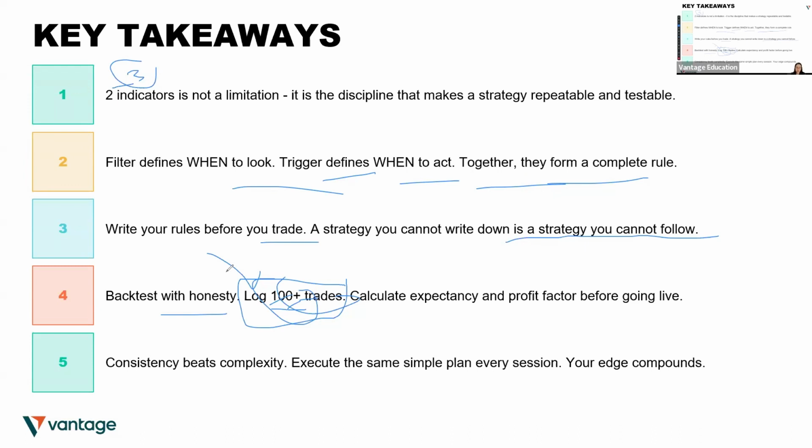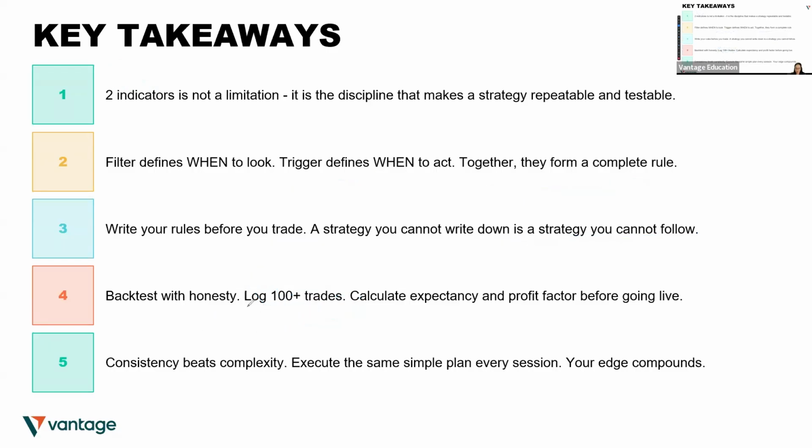Okay, I do forward testing with a small account with smaller size, and backtesting uses the old data. So I'm not. But if you want to do backtesting, it has to be at least 100 trades or more. Okay, I calculate expectancy and profit factor before going live. Okay, consistency beats complexity. Execute the same simple plan every session. Okay, so you have to do it and be consistent.